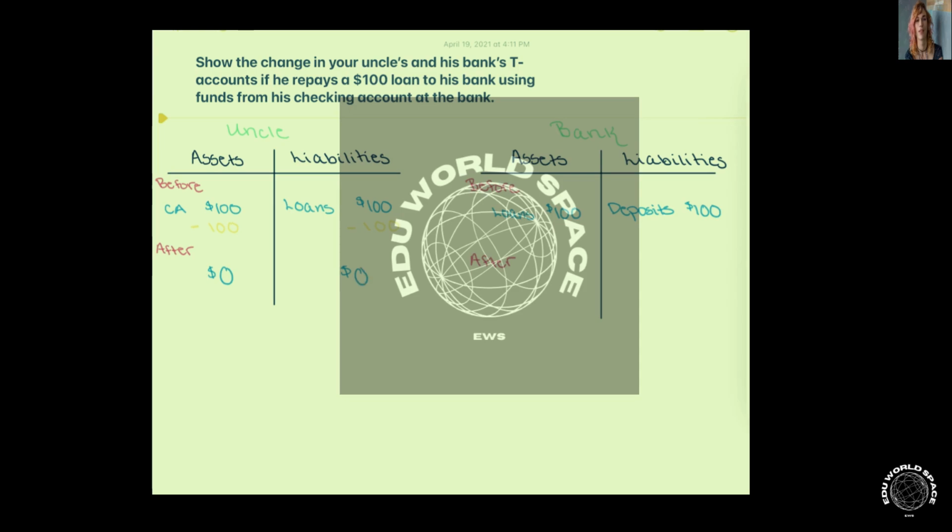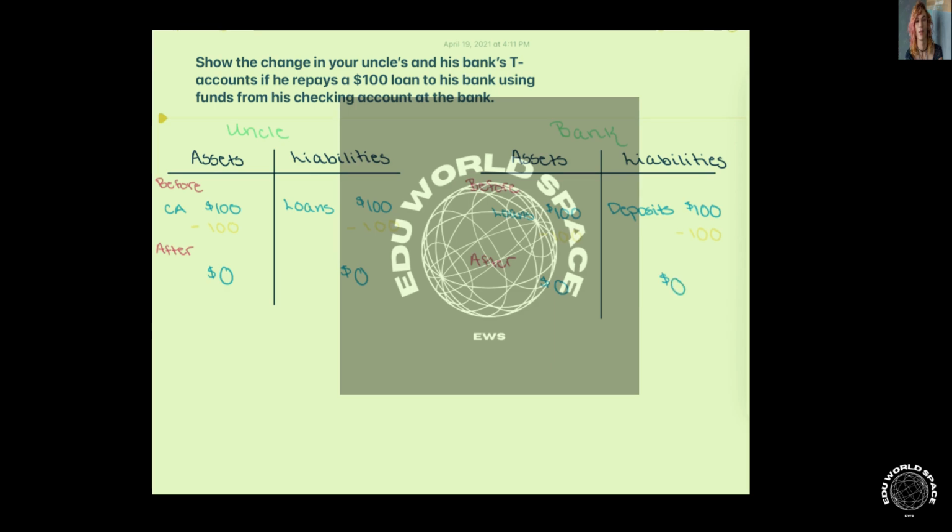The bank, on the other hand, we're going to see a very similar result. We see that that loan was repaid, so they no longer have that asset. So they're going to drop down to $0 in their assets, and their liability, that $100 in checkable deposits that your uncle had in their bank, also drops because remember, he paid back that loan using that $100. So their assets and liabilities drop to zero.